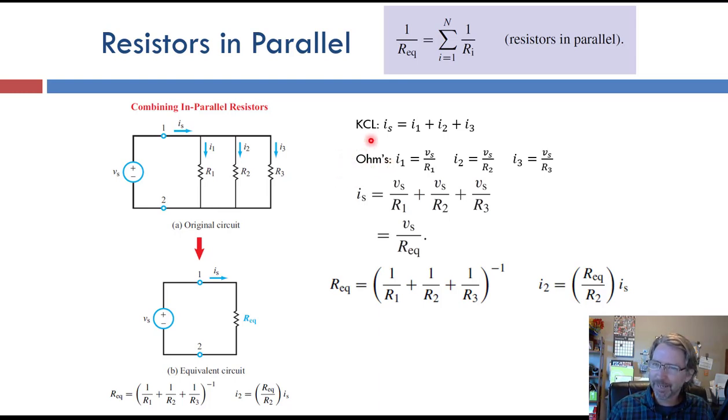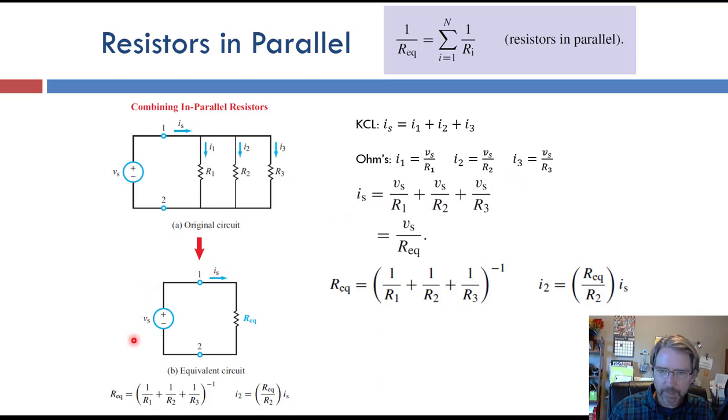Ohm's law is always second after Kirchhoff's current law or Kirchhoff's voltage law. Here we're trying to solve for the currents, so it's V over R, and because these are in parallel, they all have the same voltage. They all have Vs. Parallel elements always have the same voltage, so we can replace I1 with this, and I2 with this, and I3 with this, combine them together to get this equation.